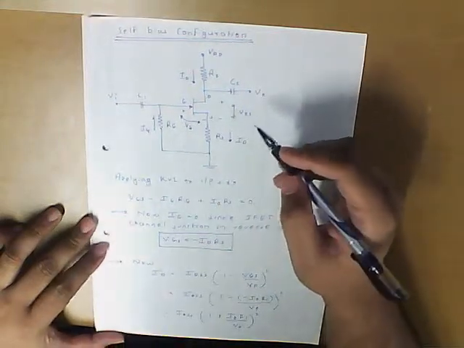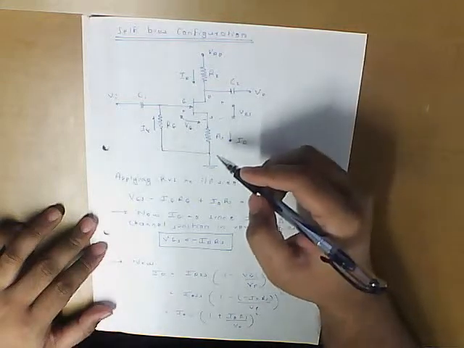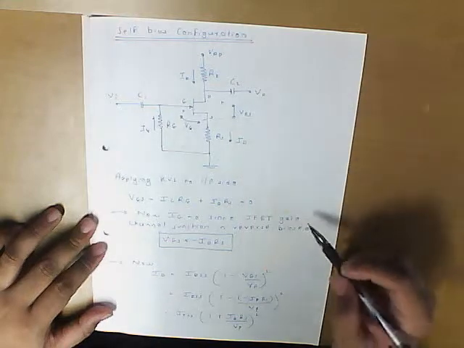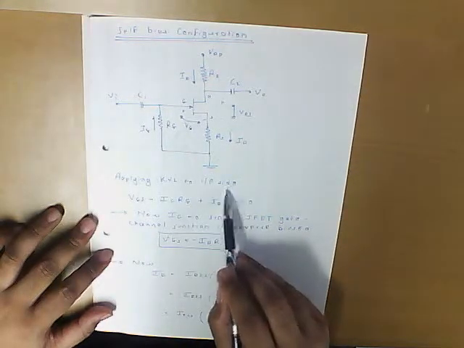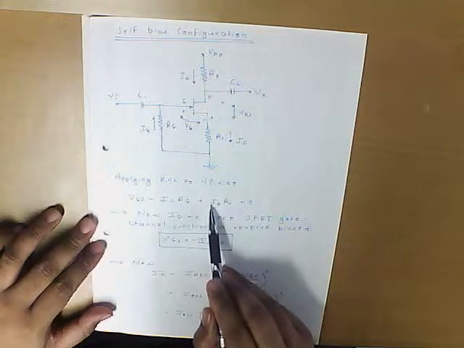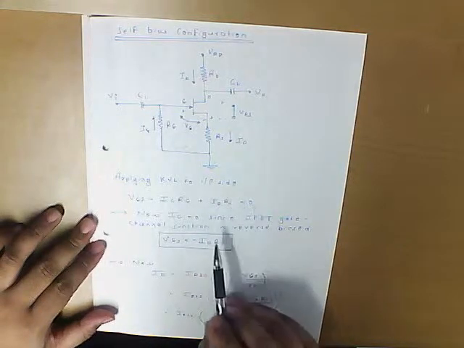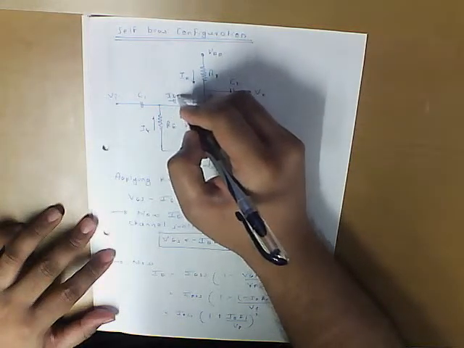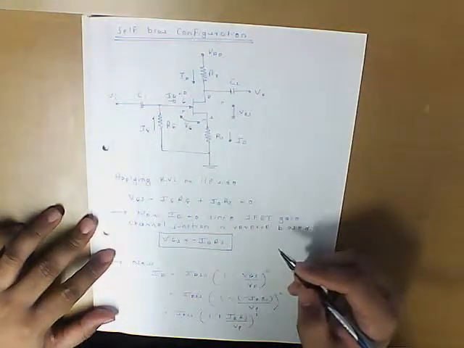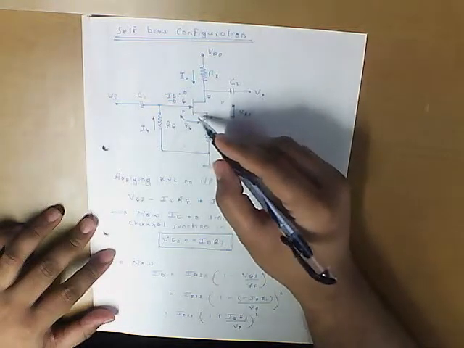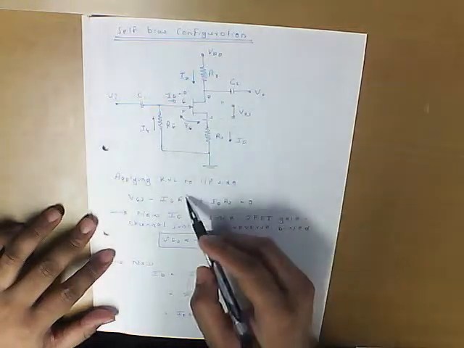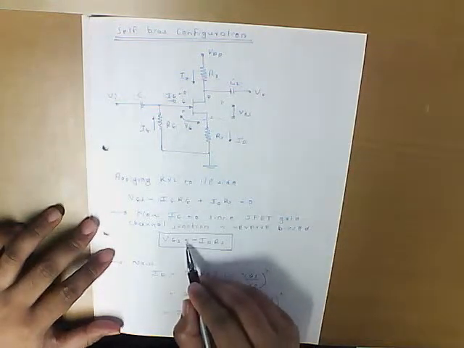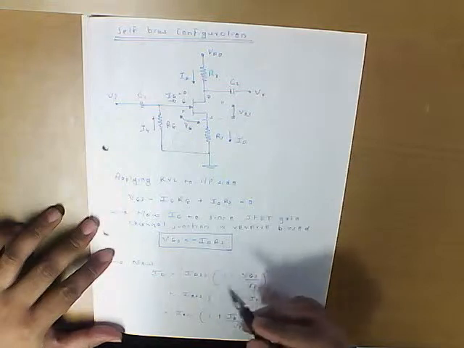Now let us see the analysis of this circuit. Then the function of this RS will become more clear. Let us apply KVL to the input side. We have VGS minus IG RG plus IDS into RS equal to 0. As we know, IG is going to be equal to 0, because the gate to source junction is reverse biased, so this term IG into RG is almost equal to 0. Hence we can write VGS is equal to minus ID into RS.